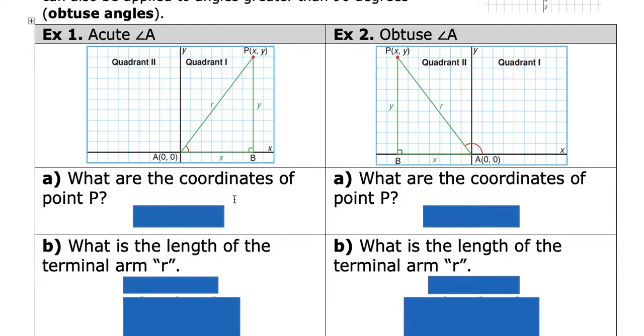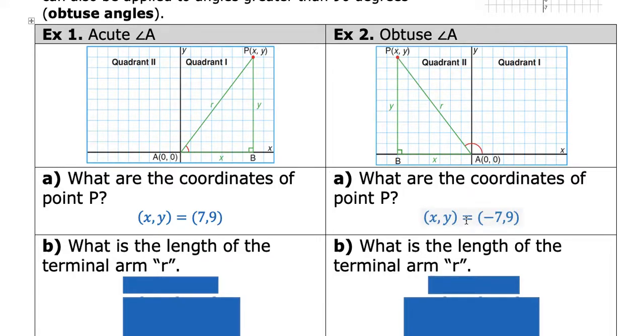So what are the coordinates of point P? If we count starting off with x and then y, 1, 2, 3, 4, 5, 6, 7, and y is 1, 2, 3, 4, 5, 6, 7, 8, 9. So the x and y coordinates of the point P is 7, 9, always in that format. Similarly, here on the x-axis it's positive in the right direction, negative in the left direction. So it's negative 1, 2, 3, 4, 5, 6, 7 left. So negative 7 for x, and 1, 2, 3, 4, 5, 6, 7, 8, 9. So negative 7, 9 is the position of that point P.